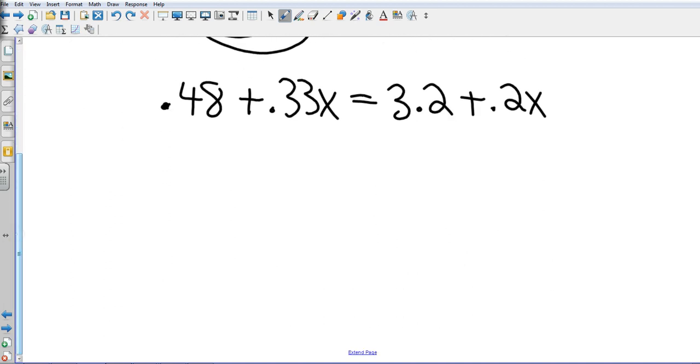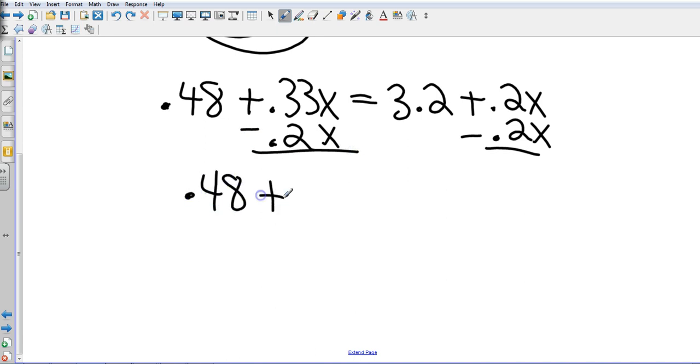Okay, just a couple minutes left. I'm going to speed through this real quick. This is just an equation with variables on both sides. So we're going to move the 0.2x over here by subtracting. That gives us 0.48 plus 0.13x equals 3.2.